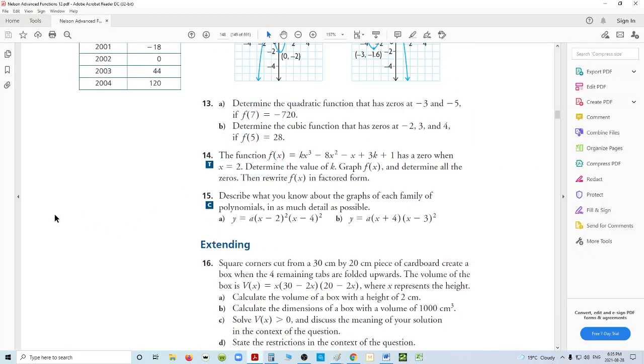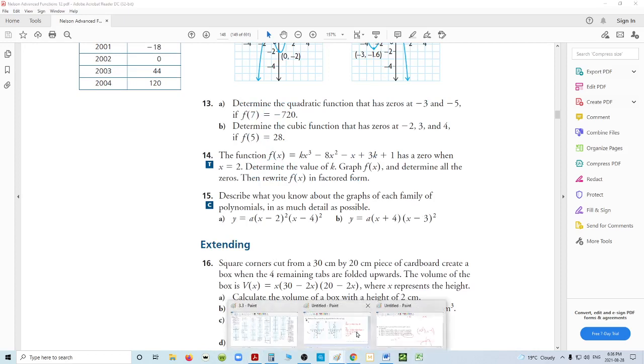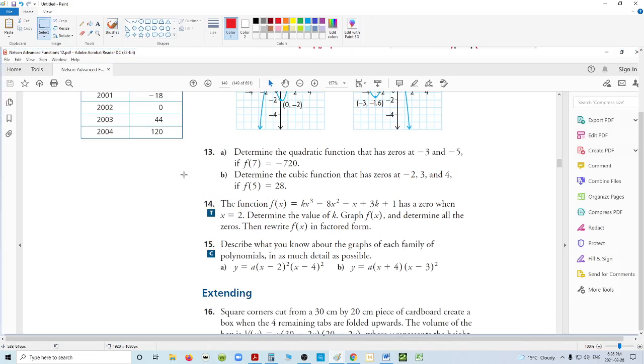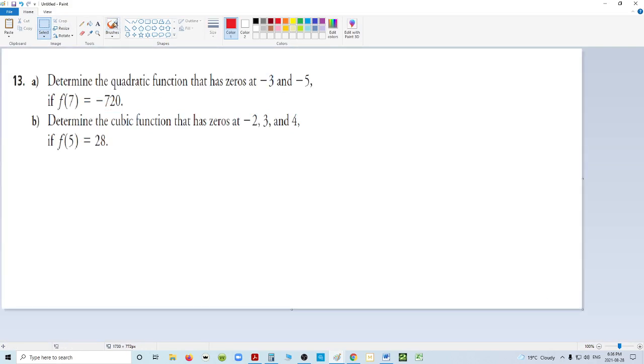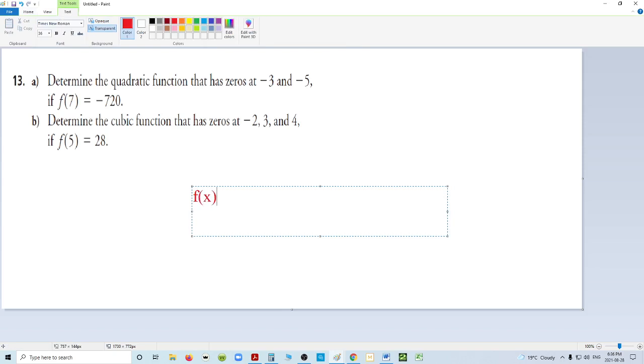Determine the quadratic function that has zeros at minus 3, 5 if f of 7 is equal to minus 20. Okay. That's the same. I mean, we've done this. It's actually one of the easier questions. And I'll have to quit soon. So we're dealing with a quadratic. So all I know is f of x is equal to a, and it has x plus 3 and x minus 5 in it, because that's where the roots of x, minus 5 and minus 3, exist.